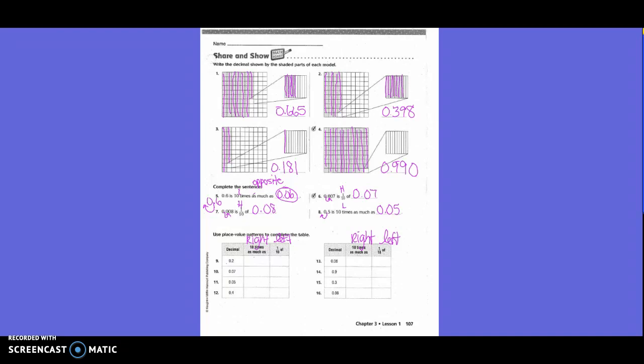Okay, so for 0.2, if we went 10 times as much as 2/10, we would move the decimal to the right 1 spot. So what would we have? 2. Okay, then I can erase that, and then I want 1/10 of it, so I need to go to the left 1 spot. So now my new answer is 0.02.